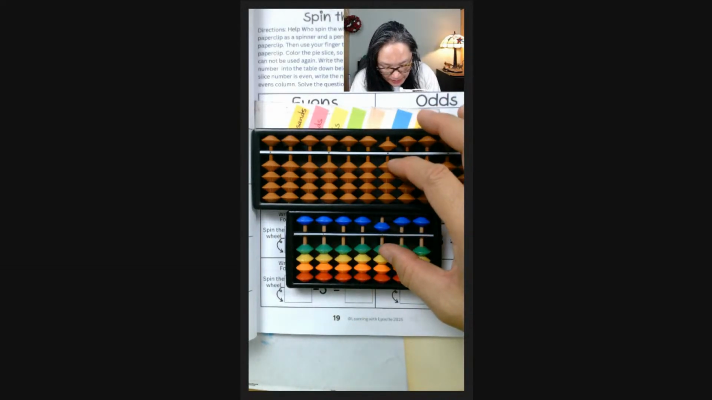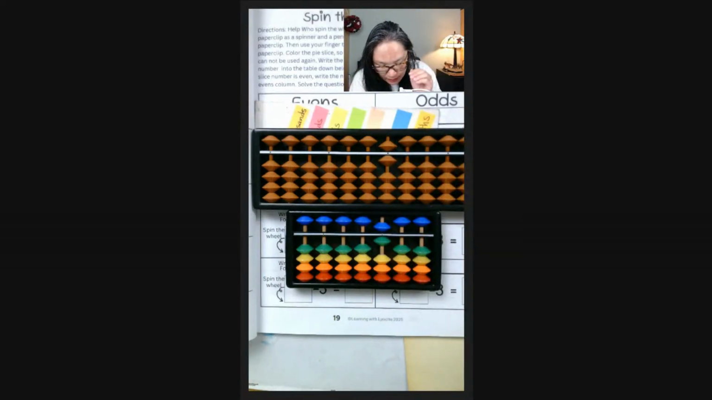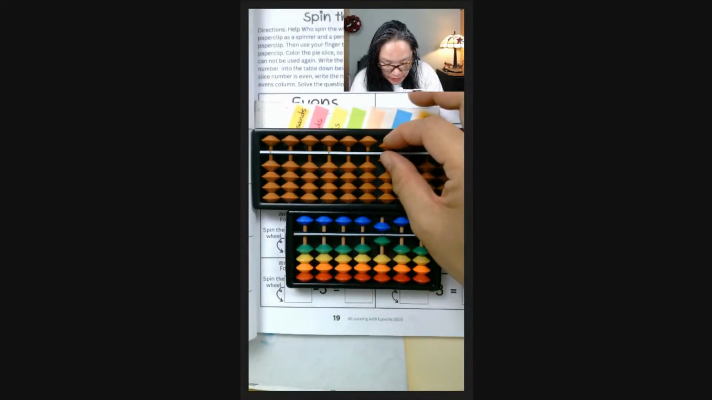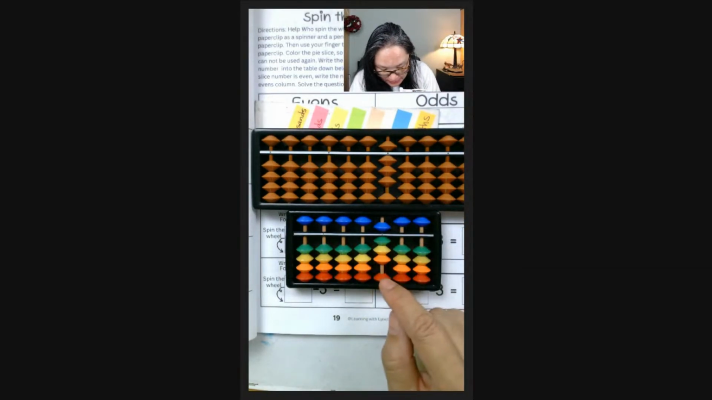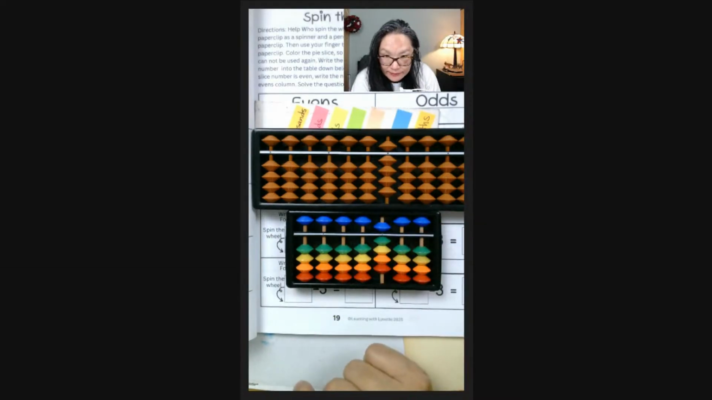Yeah, my kids learned it pretty quick. But it took a little time for me to get to where they are. So this is six, this is six, this is seven, this is seven, eight, eight, nine, nine.